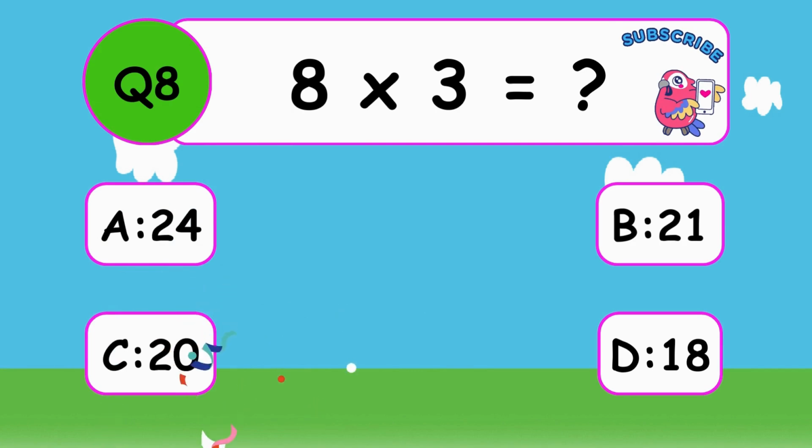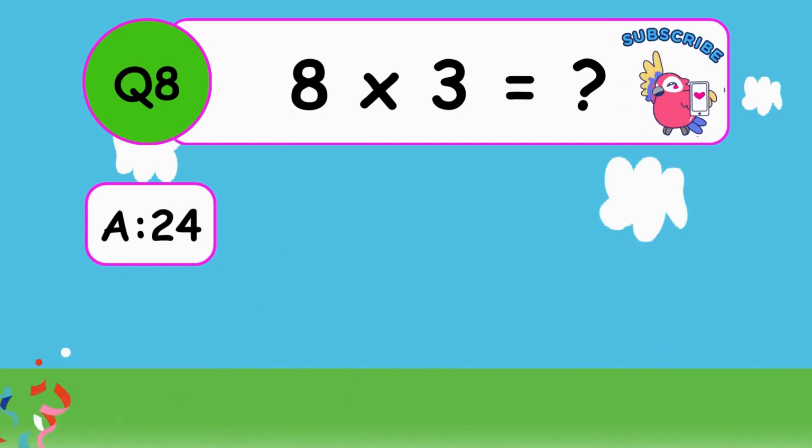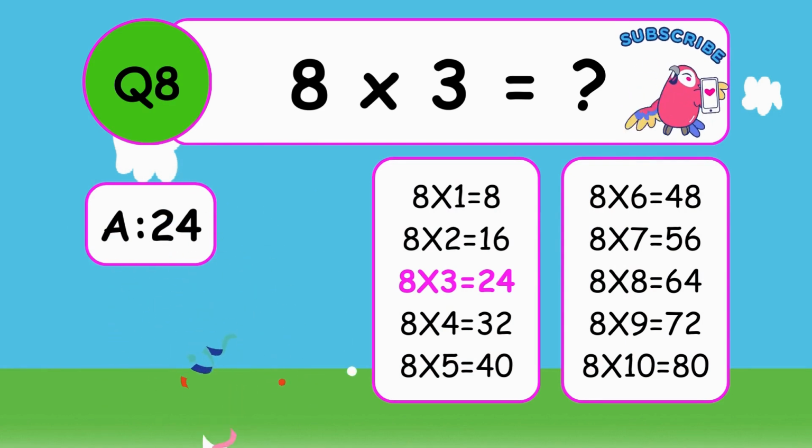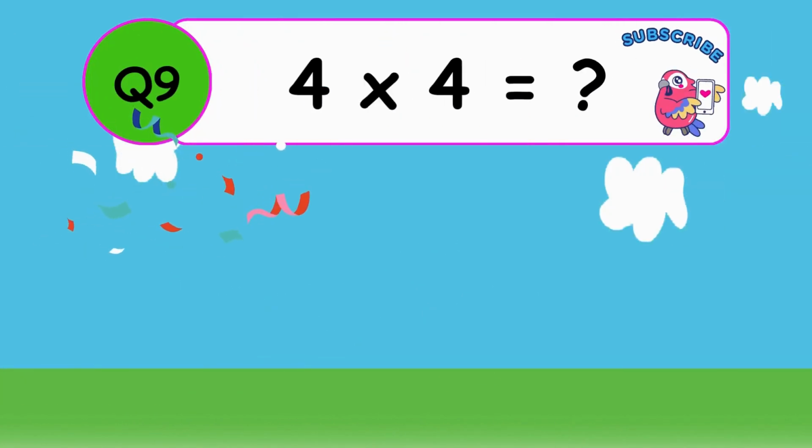The correct answer is A, 24. 8 times 3 is equal to 24. What is 4 times 4?